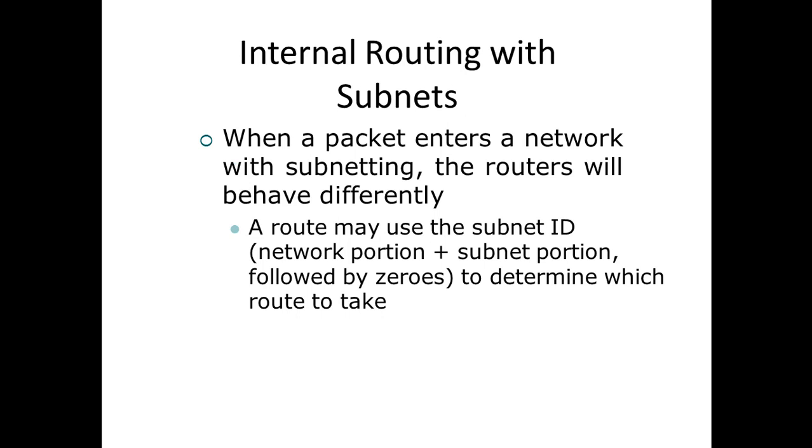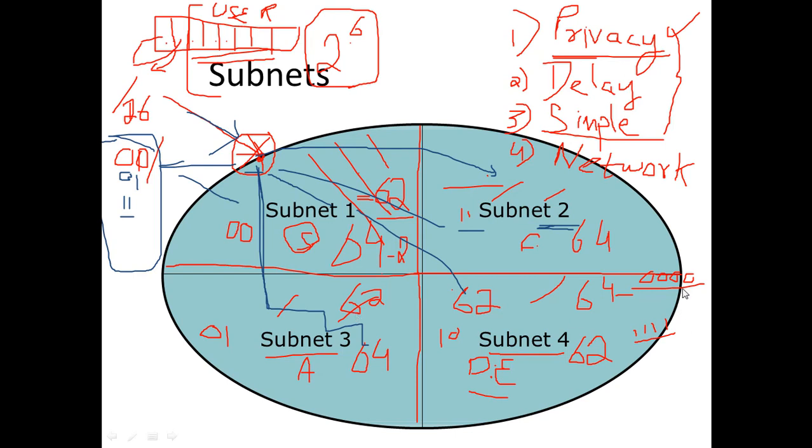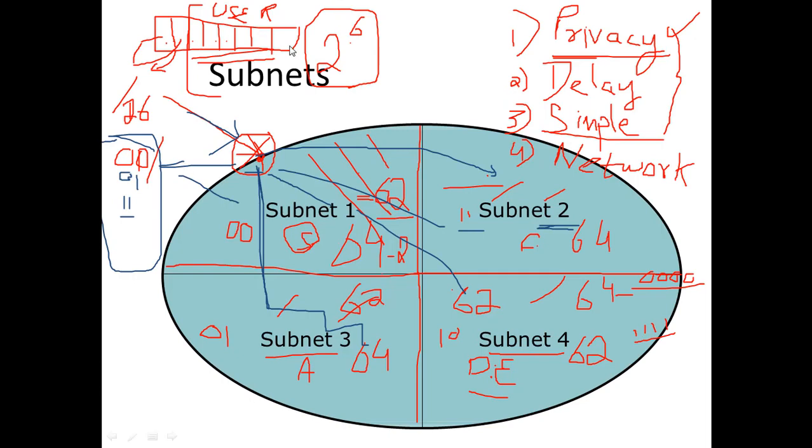You can see that a route may use the subnet ID, that is the network portion, plus the subnet portion followed by the zeros to determine which route to take. I have already told you that you have to put all the zeros to find the value of the subnet. So if the packet comes in and it is 00, you can easily put all zeros after this, and you will be able to find the subnet number, that is, which subnet the packet belongs to.